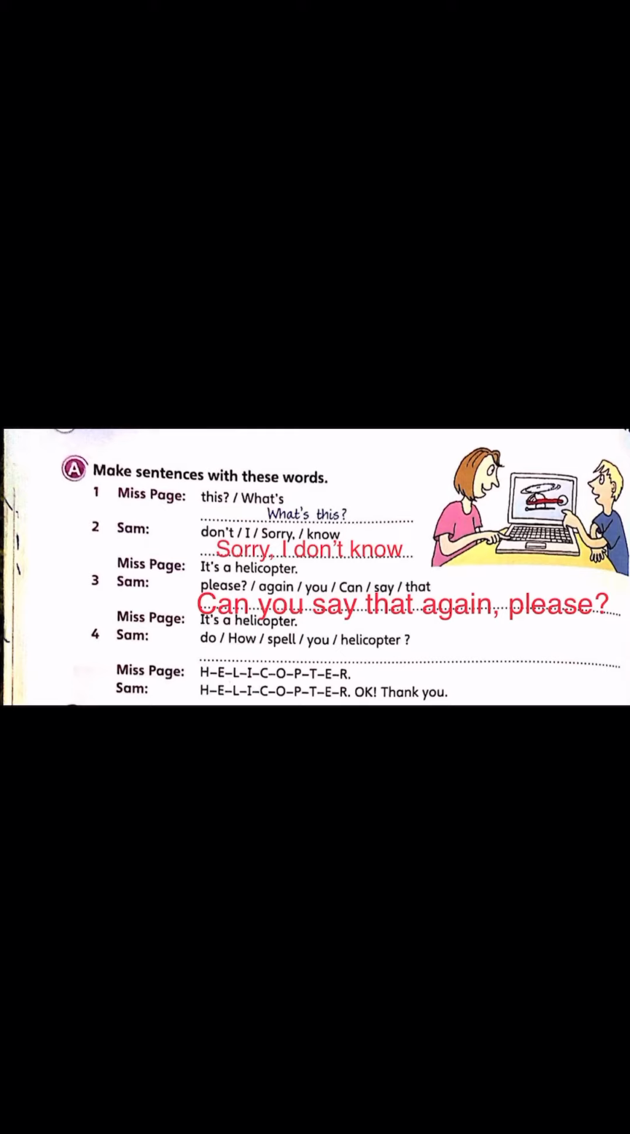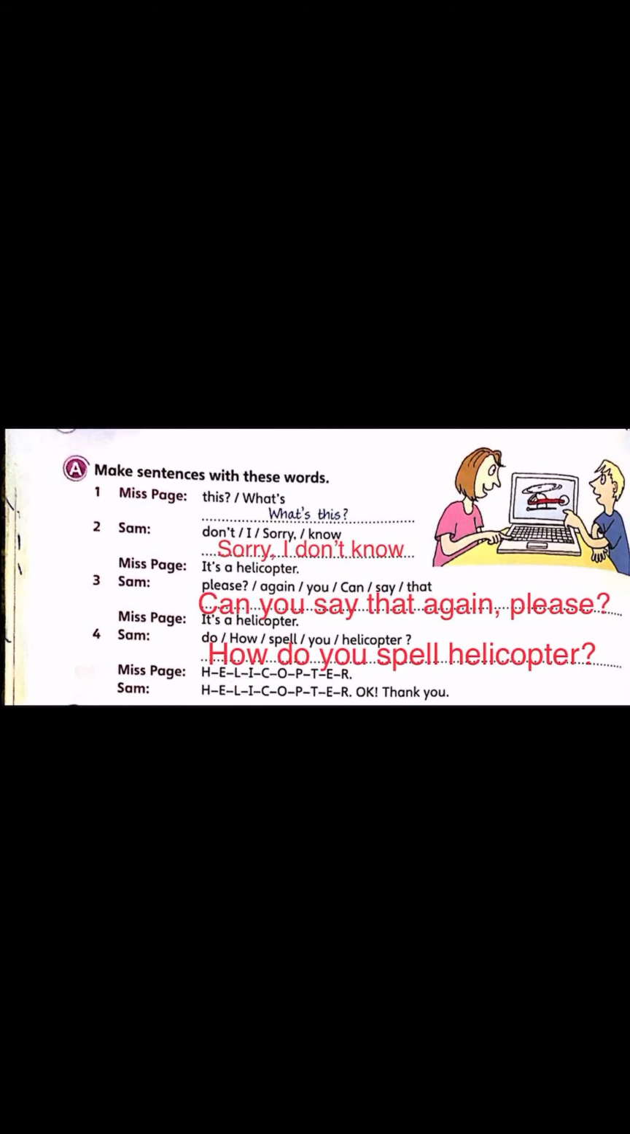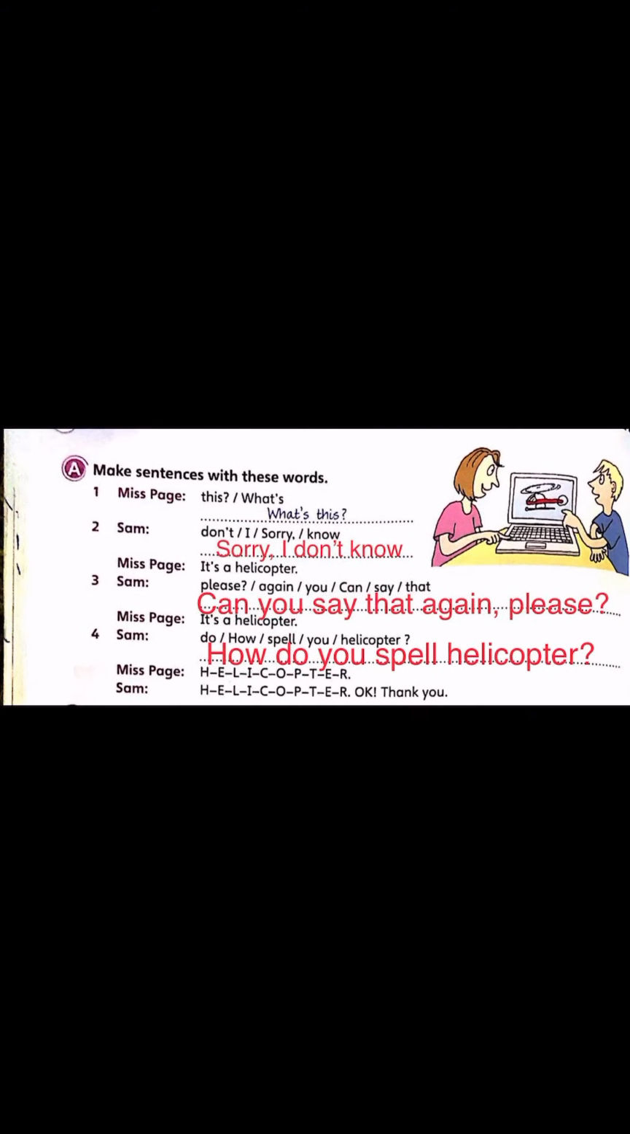Sam, in number 4, wants to ask another question. What is it? That's it. It's how do you spell helicopter? Again, I start with the word that comes with a capital letter, which is how. Then I have to add the auxiliary do plus the subject, verb, and object. You see, we always work in this order. How do you spell helicopter?